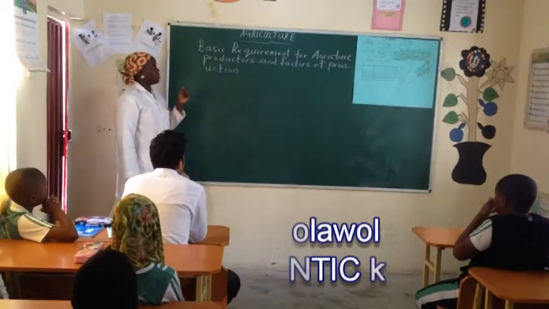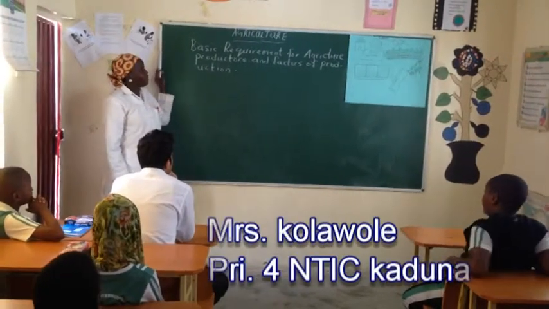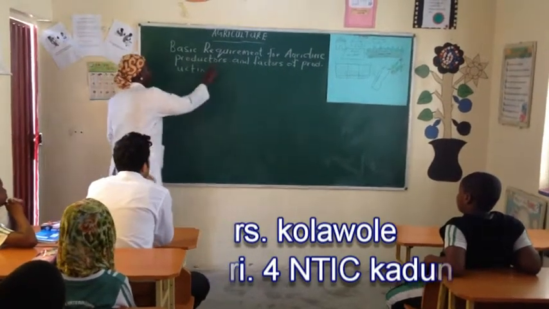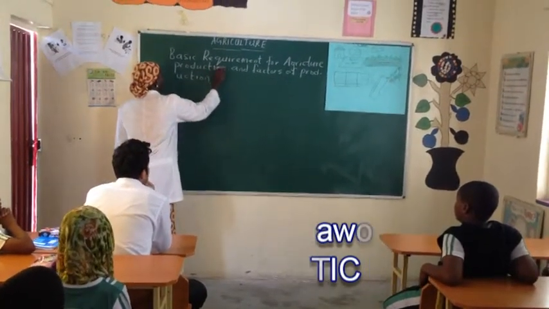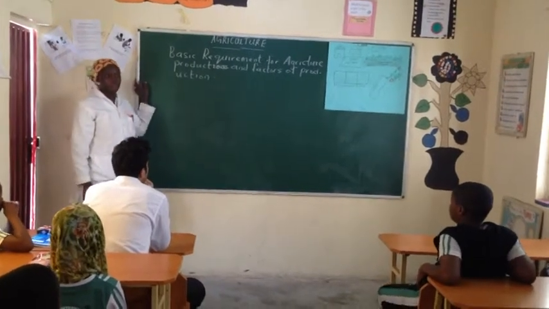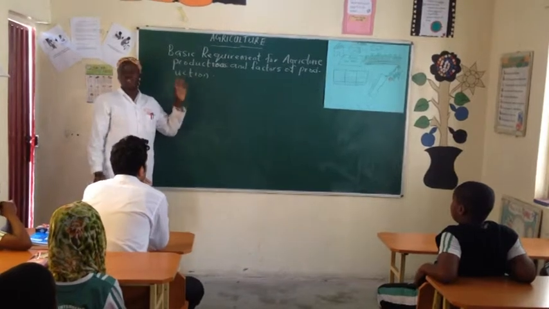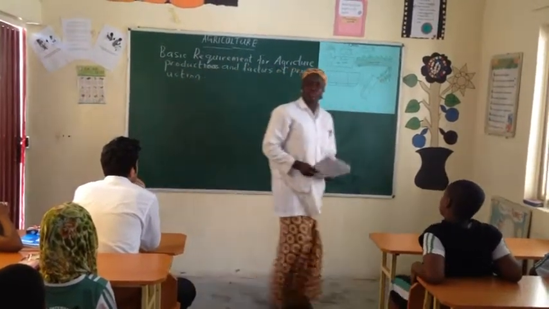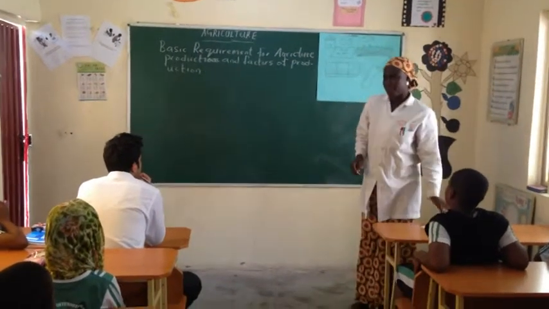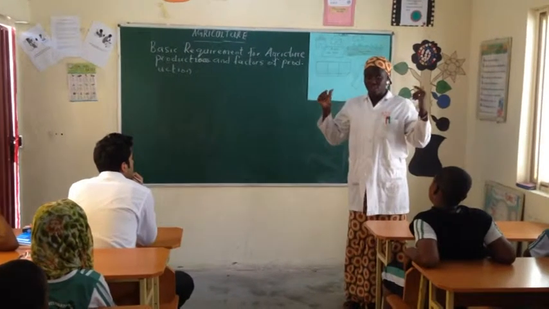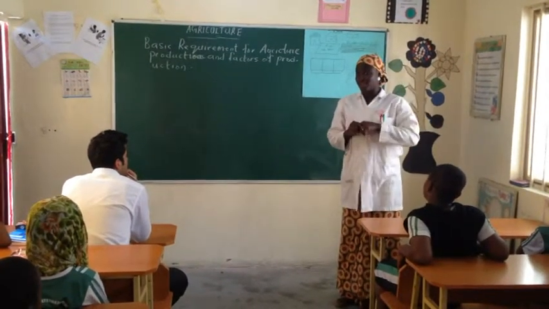With me? Yes. On the board we have basic requirements of agricultural production and factors of production. But before we go into this proper, the last time we went for an excursion, we visited a farm. You all remember? You can recollect very well our journey down from this place to that place.